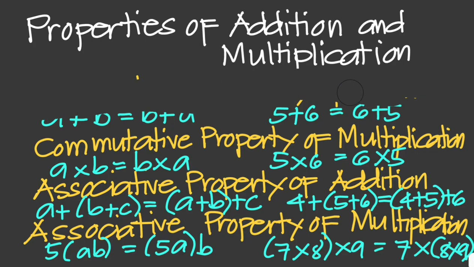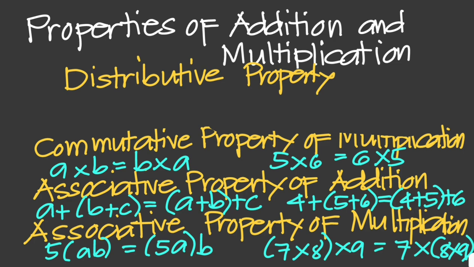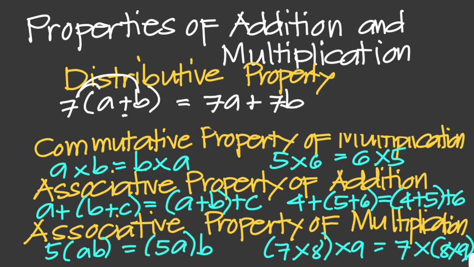But how about the distributive property? In the distributive property, when multiplying a sum or a difference by a third number, you can simply multiply each of the first two numbers by the third number and then add or subtract the products. Say for example, 7 times a plus b. Then we distribute 7 to a and b. Then just copy the operator sign, in this case plus. So this is 7a plus 7b.